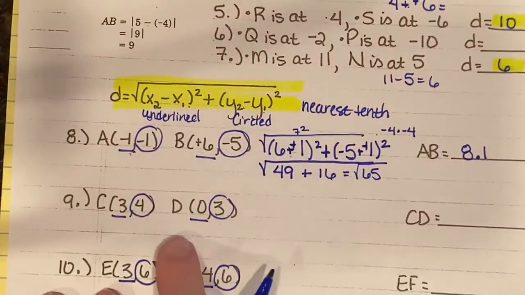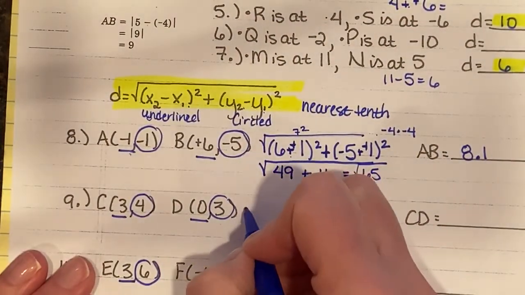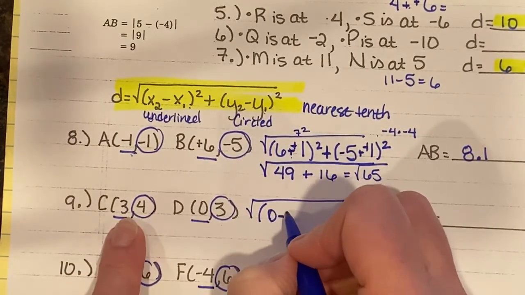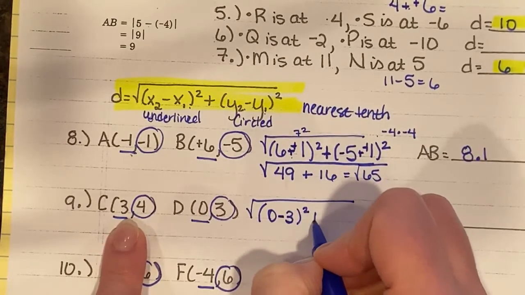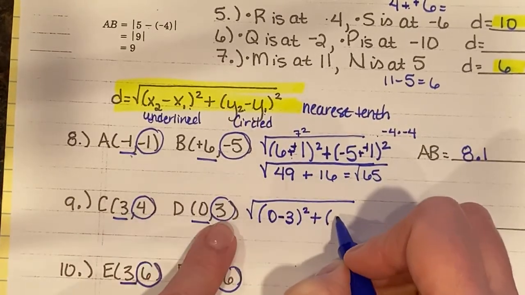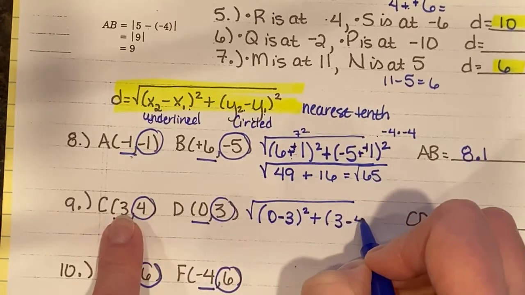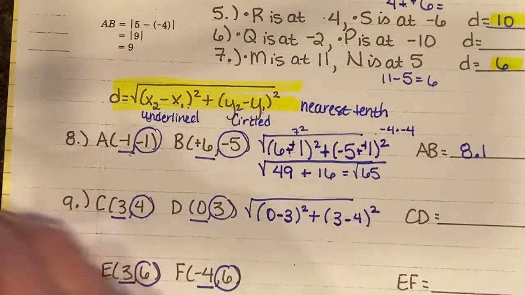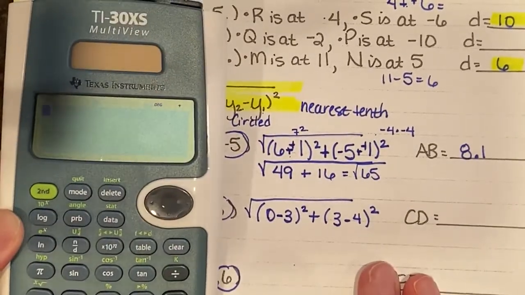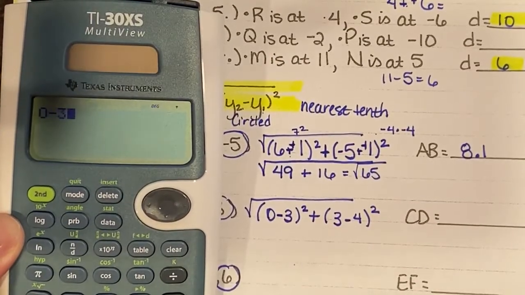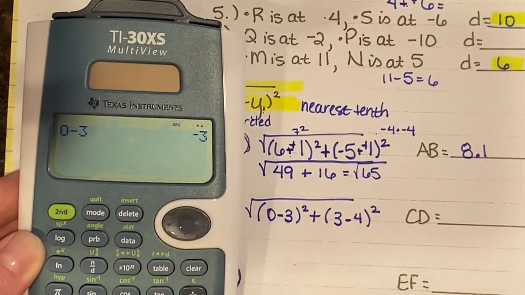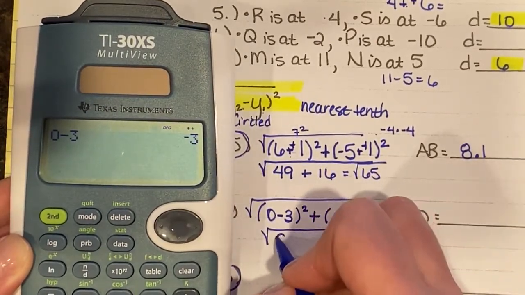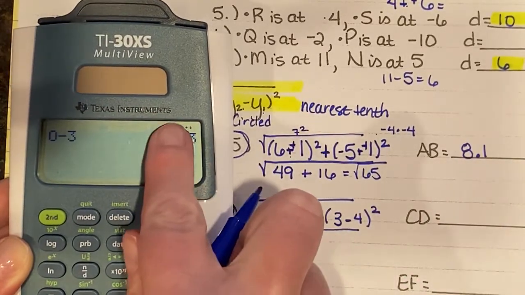Now, on 9, I'm going to do the same thing. The second underlined number minus the first underlined number. Close it, square it. The second circled number minus the first circled number. Close it, square it. Here we go. 0 minus 3, guys, is not 0. It's negative 3, which is basically 3 squared. 3 times 3 is 9. Don't worry about that negative.